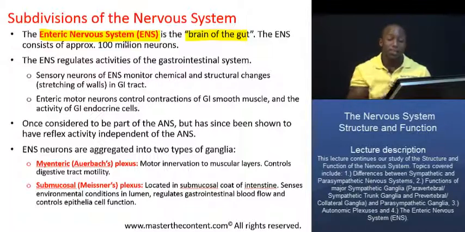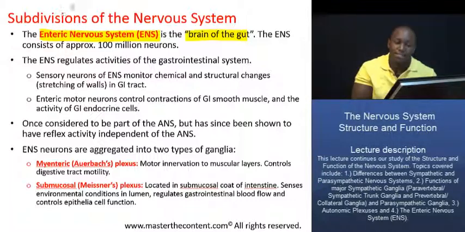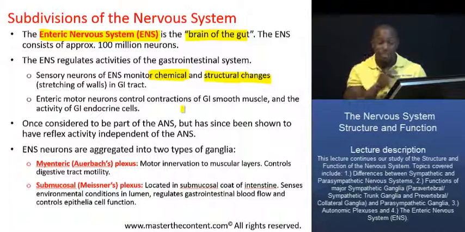I know I've said that so much throughout this lecture. So how does it do this? It monitors and senses chemical changes in the lumen of the gastrointestinal tract. It also detects structural changes in the walls of the gastrointestinal tract. For instance, stretching, it can detect those changes.